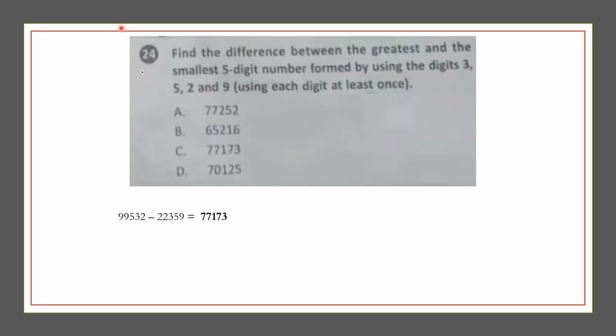Question number 24. Find the difference between the greatest and the smallest 5-digit number formed by using the digits 3, 5, 2 and 9, using each digit at least once. The greatest number will be 99532 and the smallest 5-digit number will be 22359, and the difference between these two will be 77,173, which is option C.